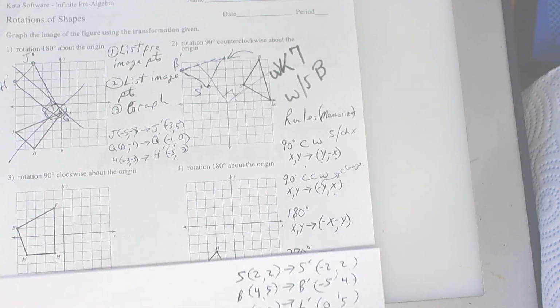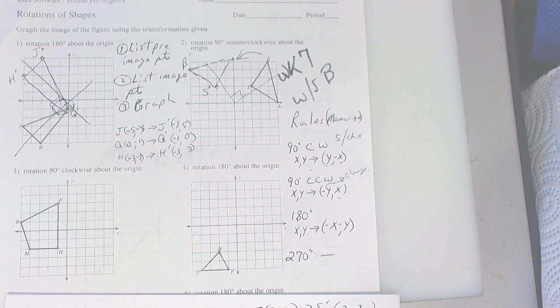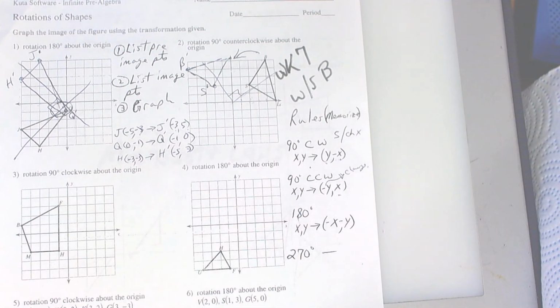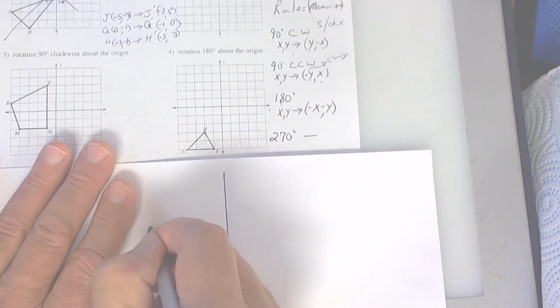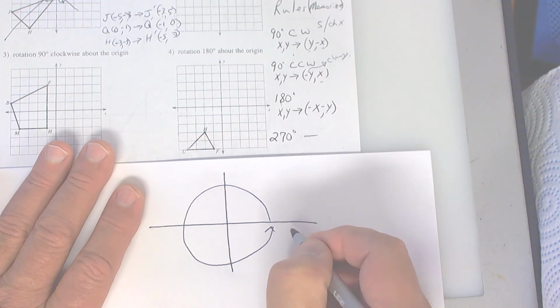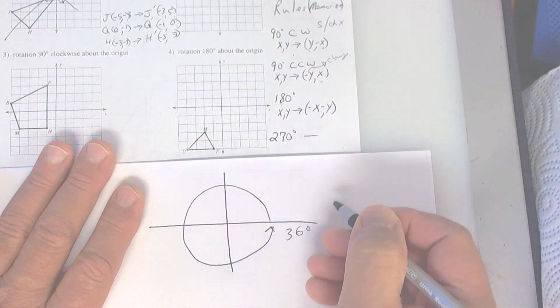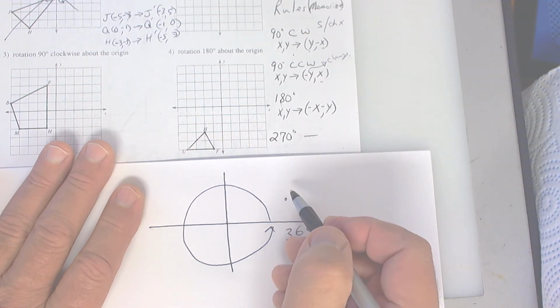All right, so anyhow, do your best. Here are the rules. If you get stuck, ask, okay? Now, there's something called 270. Let me show you that. Now, the way to think about it is like this. The whole circle is 360. So if you have a point here, and you want to go about the origin, and you want to go 270.